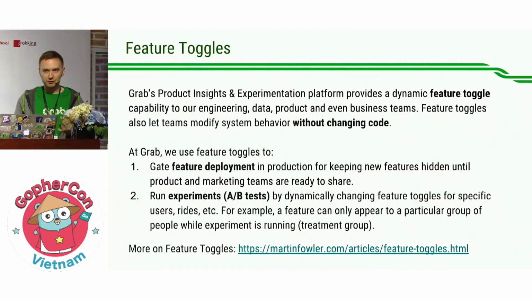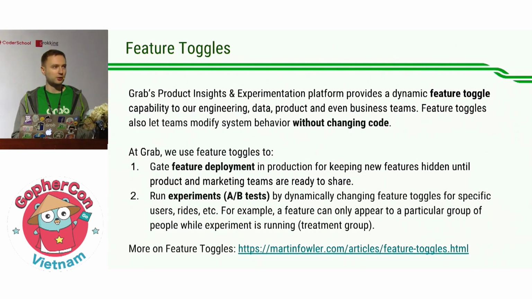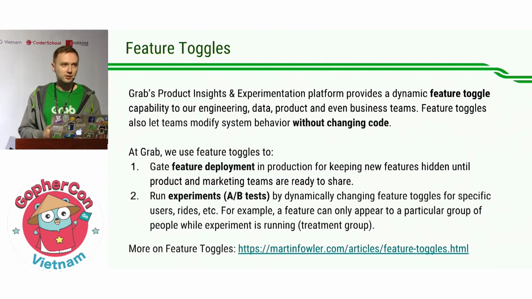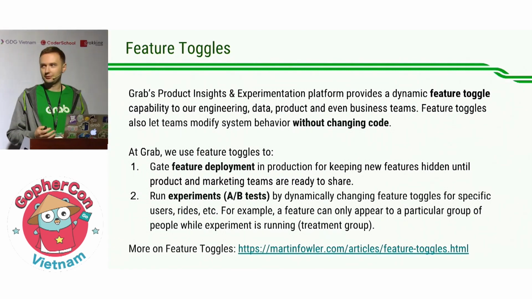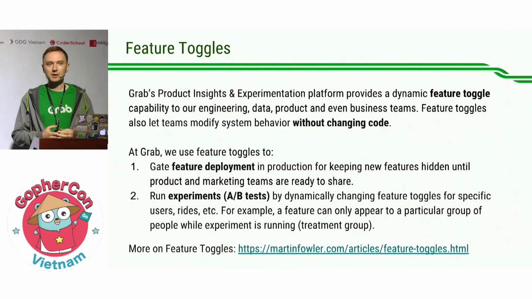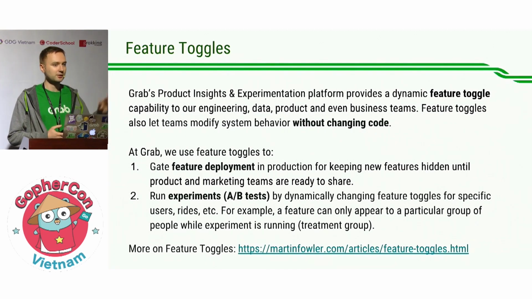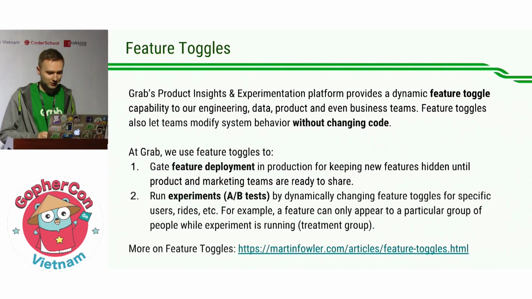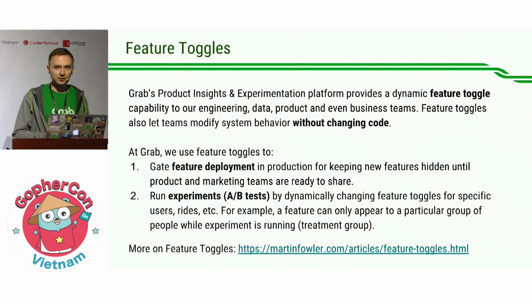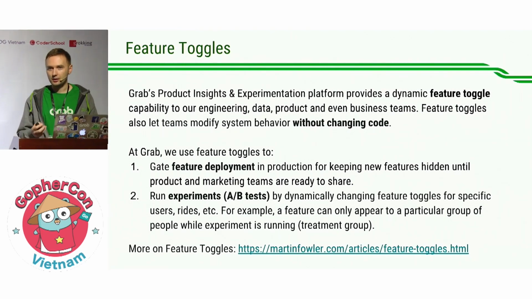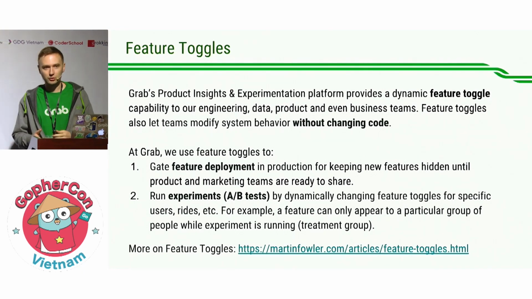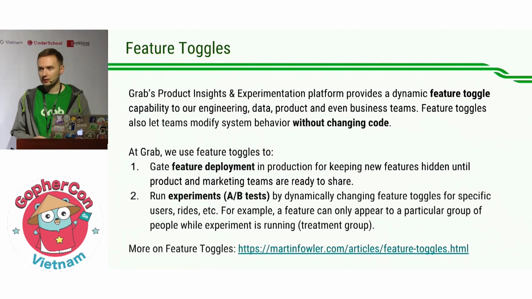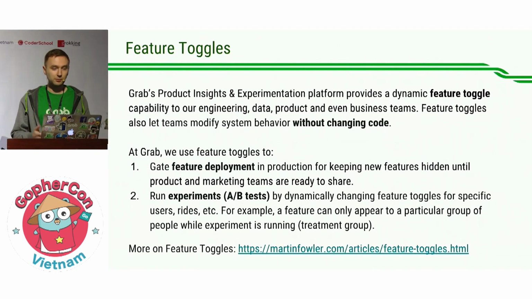Before I talk about experimentation, we need to talk about something which underpins experimentation in online systems, which is feature toggles. I need some kind of feel of the audience. How many people use or have heard about feature toggles? Right. Not that many. So feature toggles are super important when you have any kind of product which you push regularly. They let you do several things. They let you gate feature deployment.